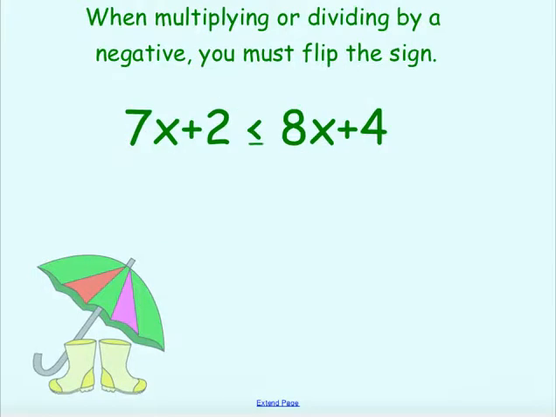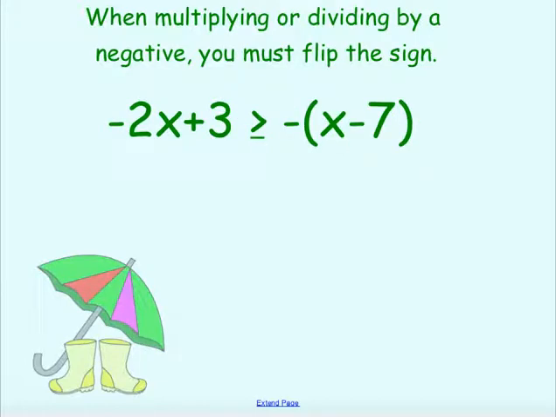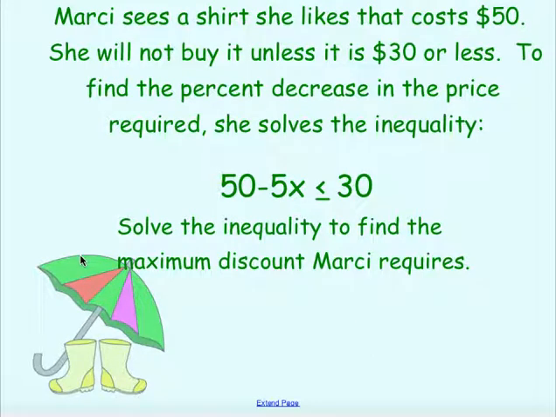All right, you can try this next one on your own. Remember, if we have a less than or equal to, it's going to be closed dot. But remember, get your variables to the left side. If you need to multiply or divide by a negative number, flip the sign. Okay, same with this one. Expand that negative sign, so we have negative x and a positive 7, and move them to the left side. All right, last example here.